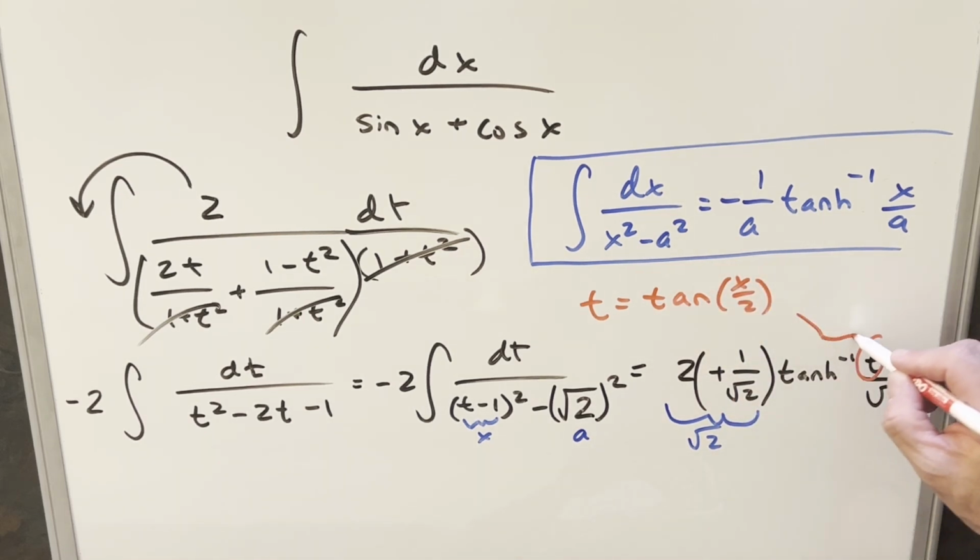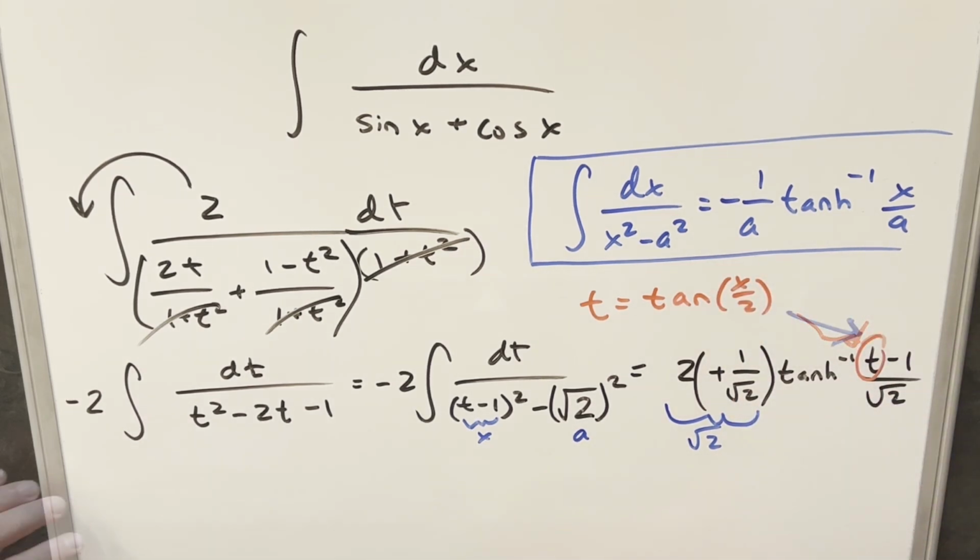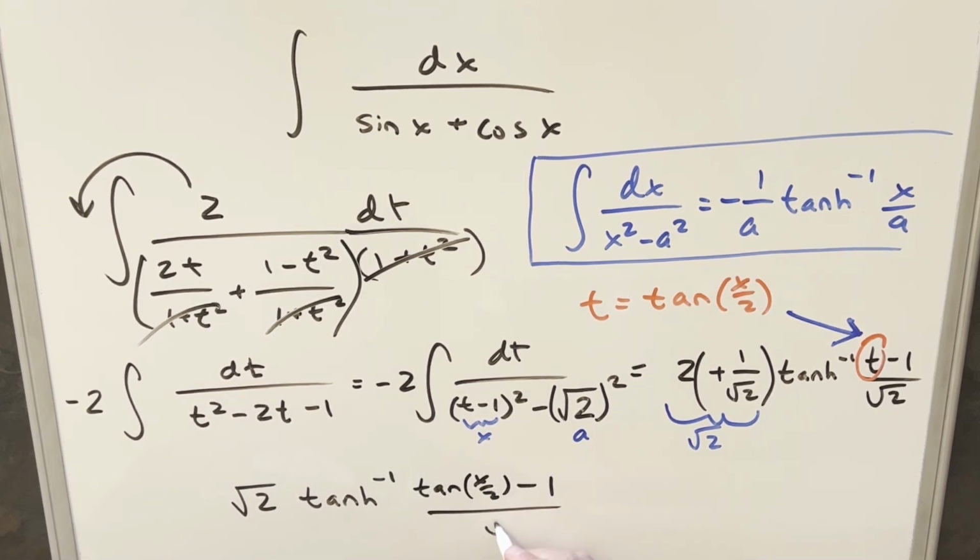So we can plug that in right here. So putting it all together for my final solution, we have just square root of 2, inverse tangent, then tan x over 2 minus 1 over square root of 2, plus C, and that's it.